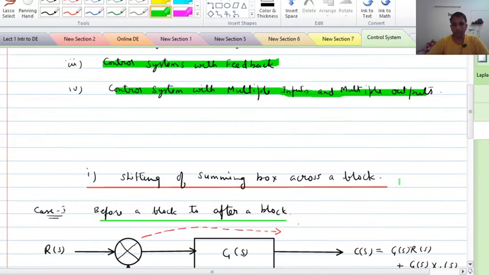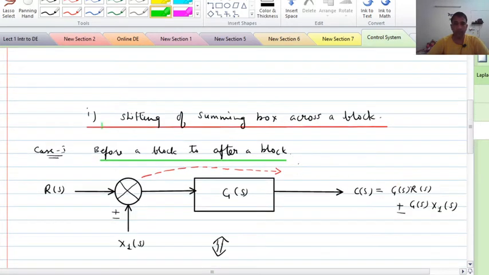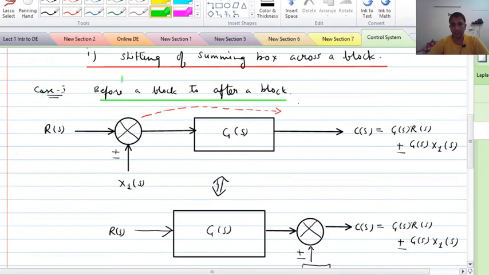Okay, so let's start the first topic, that is shifting of a summing box across a block. Here there are two cases: whether we want to shift a summing box from a position before a block to after a block, or from after a block to before a block. In case 1, we shift the summing box from before a block to after the block.